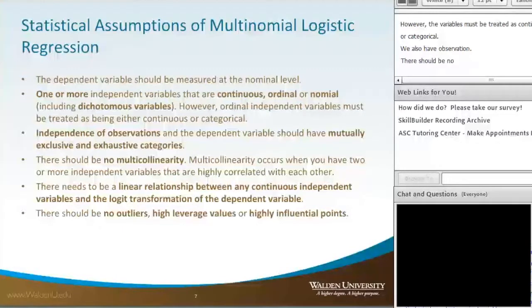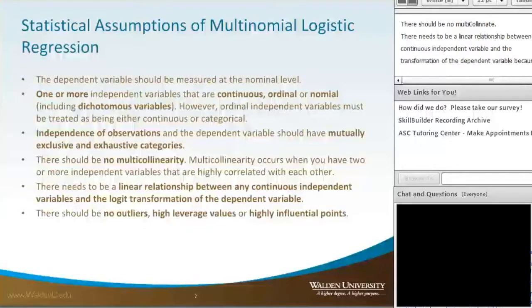There needs to be a linear relationship between any continuous independent variable and the logit transformation of the dependent variable, because multinomial logistic regression relies on the logit transformation. And once again, there should be no outliers, high leverage values, or highly influential points.